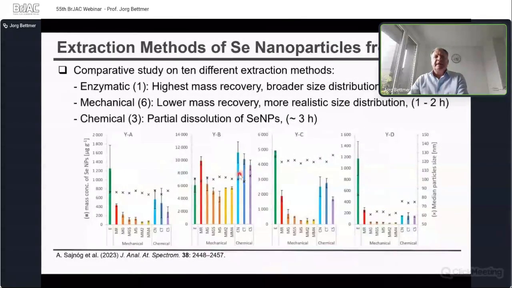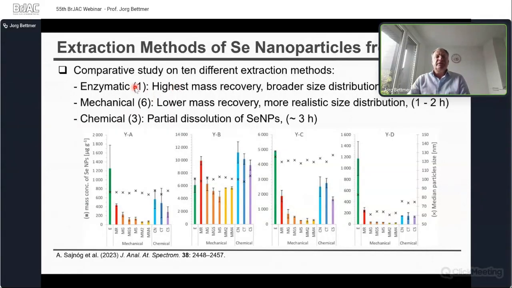For this, there was a very nice study from the University of Pau, or from CNRS in Pau, by Joanna Szpunar and Ryszard Lobinski, and they compared 10 different extraction methods for the extraction of selenium nanoparticles from yeast itself. So they used one enzymatic approach, 6 different mechanical approaches and 3 chemical ones. And each of these approaches has pros and cons, as always.